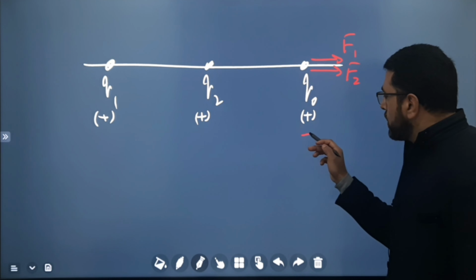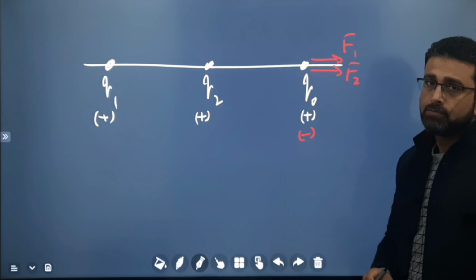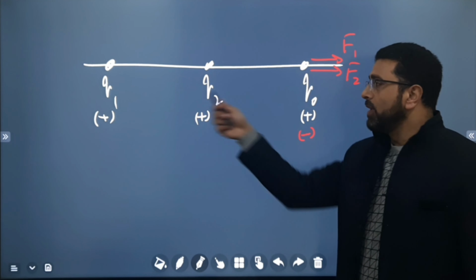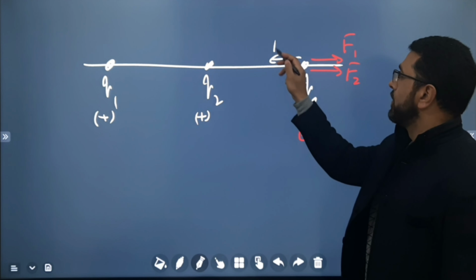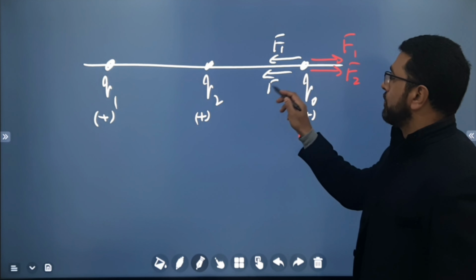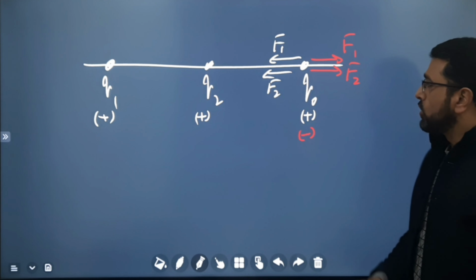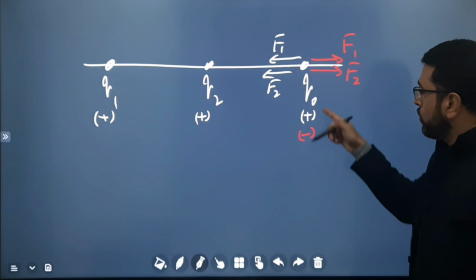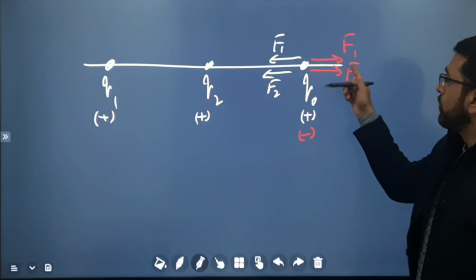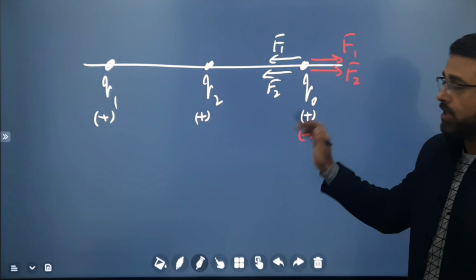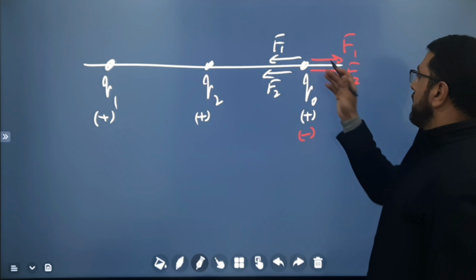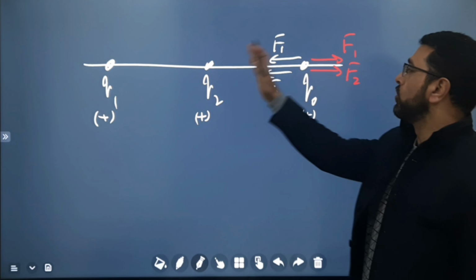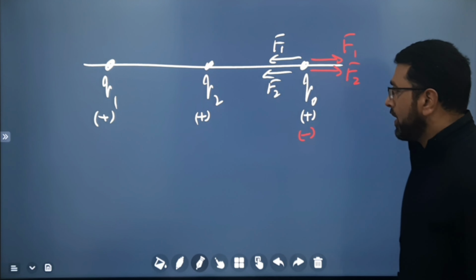But if Q0 is negative, then both forces will be attractive. Q1 will attract, Q2 will attract. Then both forces will be this way, F1 this way and F2 this way. So the sign of Q0 does not matter. Both forces are going to be in the same direction. Either way, whether Q0 is positive or negative, it won't matter. F1 and F2, either both are in the rightward or both of them are in the leftward direction.